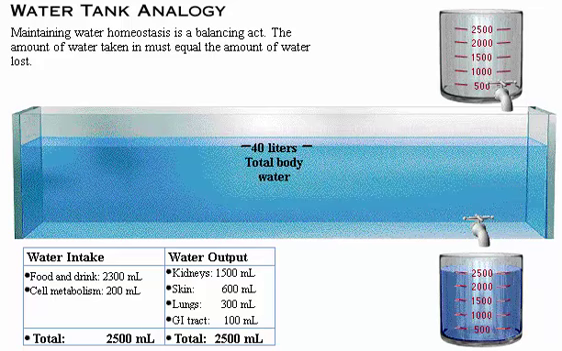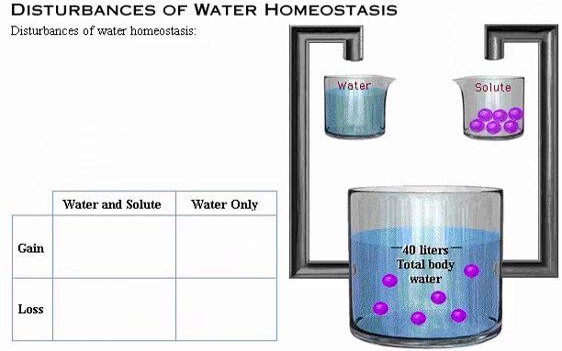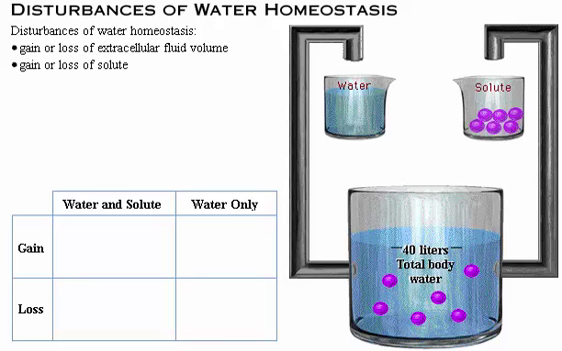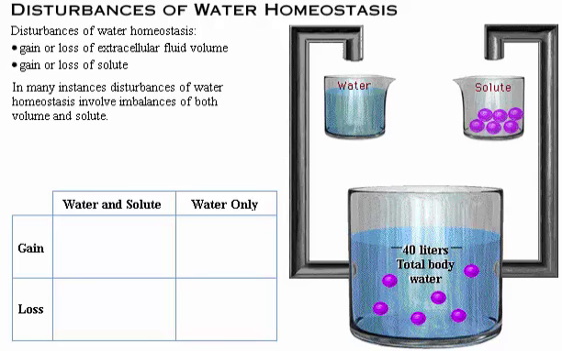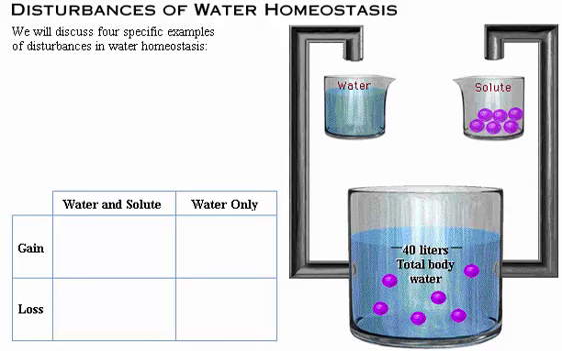Disturbances of water homeostasis fall into two general categories: gain or loss of extracellular fluid volume and gain or loss of solute. In many instances, disturbances of water homeostasis involve imbalances of both volume and solute. We will discuss 4 specific examples of disturbances in water homeostasis: hypervolemia, overhydration, hypovolemia, and dehydration.